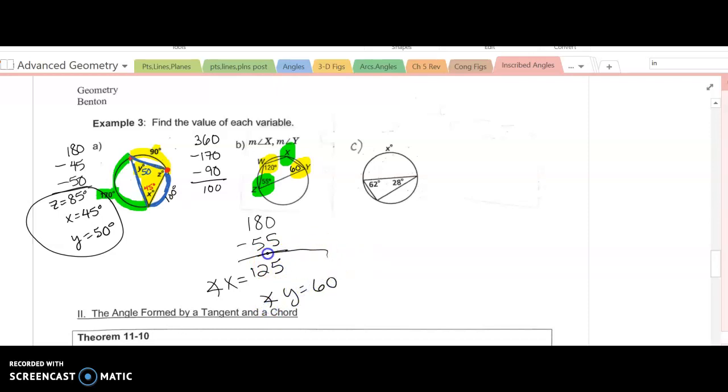Okay, so let's make C a try for you. Give it your best shot. If you get stuck, that's fine. Just come back and watch the video. But go ahead and fill in as much as you think you can.